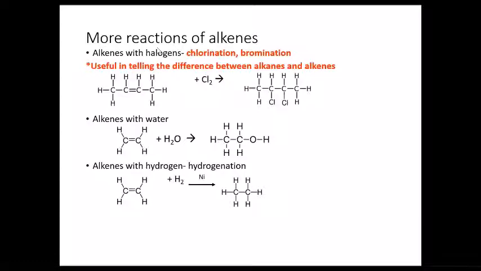So again, more of the reactions of the alkenes. You have alkenes with halogens, chlorination, bromination, and so on. The reason why it's useful is because it allows you to tell the difference between alkanes and alkenes. Then you have alkenes with water. You add water across the double bond, so one of the carbons will get a hydrogen, and the other one will get the hydroxy group, the OH group, and then you make an alcohol.